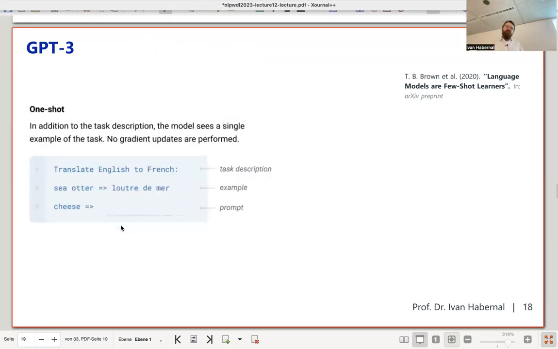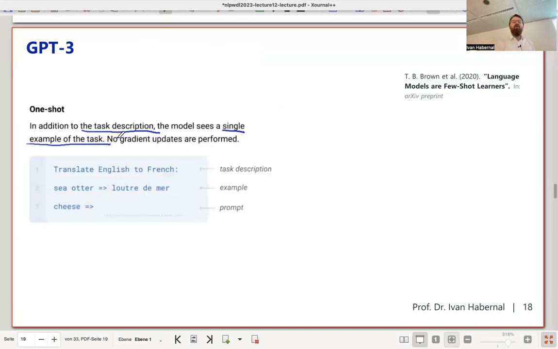There is one, maybe we should start here. It's one-shot learning, where you show the task description to the model, and you show the model a single example of the task. So one shot. Okay, here's one shot. Learn this task and then do it for the new data.